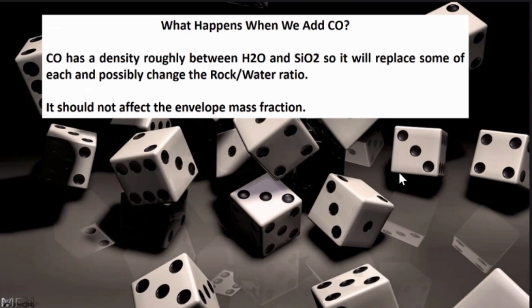CO has a density that's sort of between water and silicon dioxide. So it's going to replace some of the water, and it's going to replace some of the silicon dioxide. And if you do it right, maybe you can change the rock to water ratio. And it shouldn't affect the envelope mass fraction. Okay, so we did that.